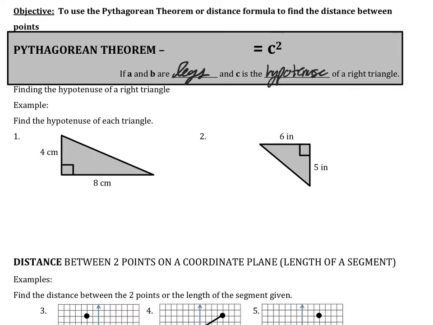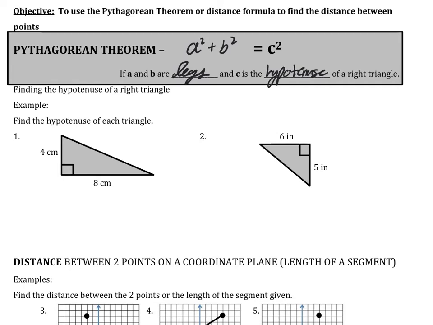So the Pythagorean theorem states if I take the two legs and I take the sum of their squares, so a squared plus b squared, that'll equal the hypotenuse squared. And we can use this to solve for different pieces of the Pythagorean theorem. So let's look at some examples.